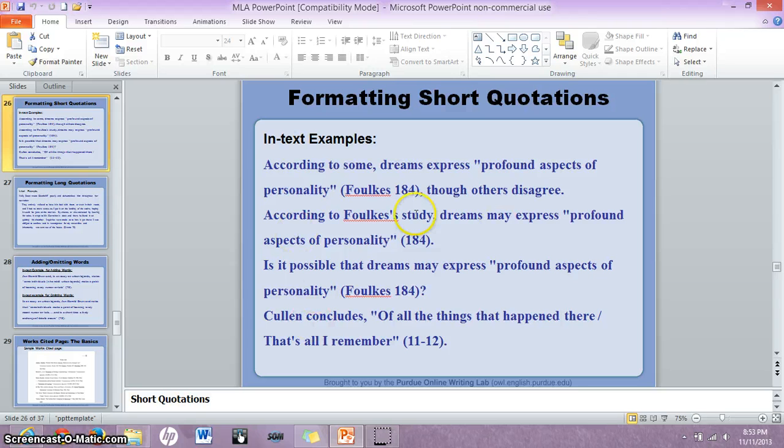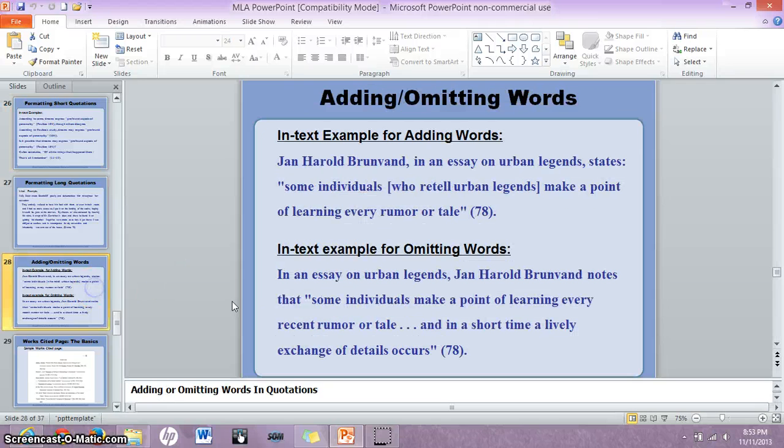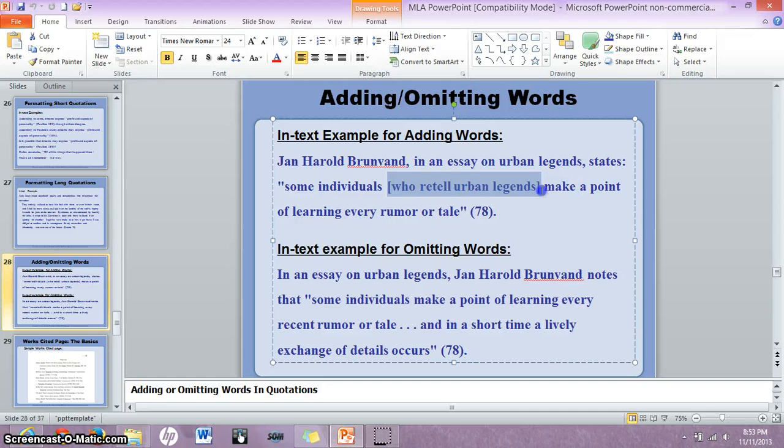Okay, so this is how you stick your quotes in. And if you don't put them in your paper grammatically, I'm going to point that out. So make sure that it's seamless, that your sentence naturally flows into the quote and comes back out from that quote again. You've got to put it in nicely. Okay, if you want to include words to help with clarity, like here, some individuals. Well, what kind of individuals? Well, they're individuals who retell urban legends. You put it in brackets, okay?